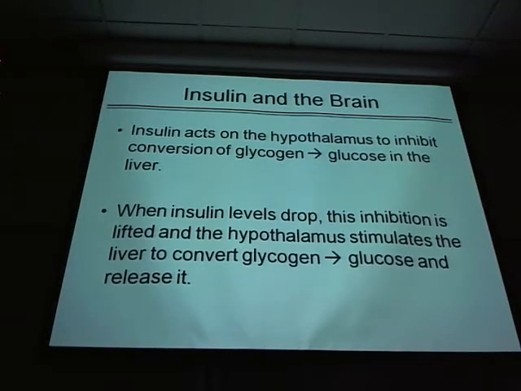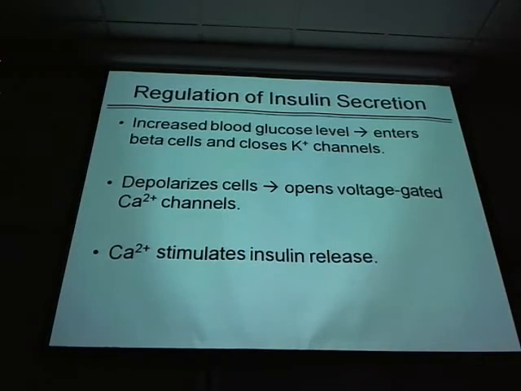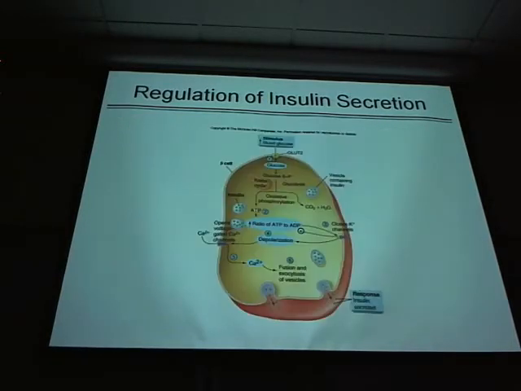Insulin acts on the hypothalamus to inhibit the conversion of glycogen to glucose in the liver. So if the insulin is up, your liver is not going to be releasing glucose. So you're right, the insulin is going to be down in a fight or flight. When insulin level drops, the inhibition is lifted and the hypothalamus stimulates the conversion of glycogen to glucose to release it. You've got potassium and calcium channels. Potassium closes, calcium channel opens, insulin is released.